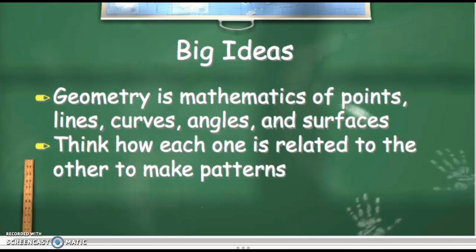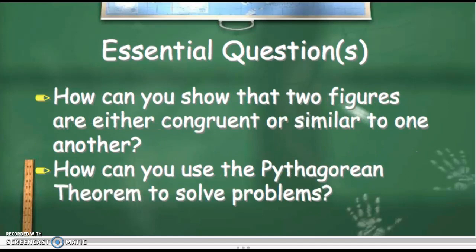And so, the big idea that I want you to walk away with from this unit is that geometry is the mathematics of points, lines, curves, angles, and surfaces. Think how each one is related to the other to make patterns. The essential question for this unit is, how can you show that two figures are either congruent or similar to one another? And how can you use the Pythagorean theorem to solve problems?